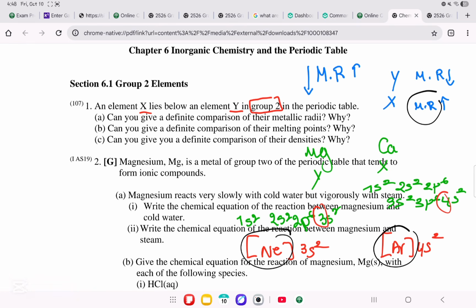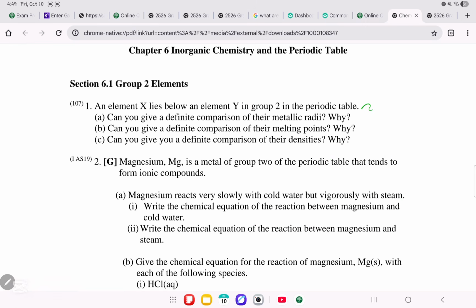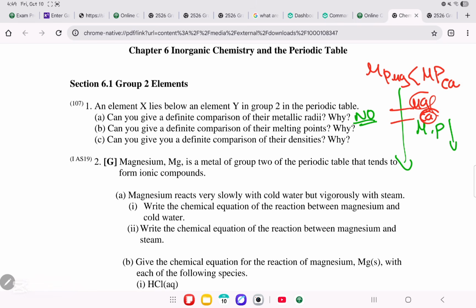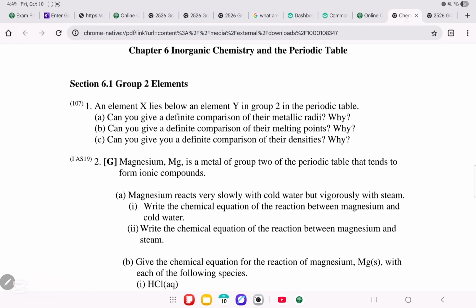Part B, can you give a definite comparison of their melting points? Well, actually in group 2, no, we cannot give a definite comparison, because usually as we go down the group, the melting point decreases, right? But there is a small break in group 2, between the two metals which we chose, magnesium and calcium, where instead of decreasing, it increases. So the melting point of magnesium is less than the melting point of calcium. This is why we cannot give a definite comparison of their melting points.